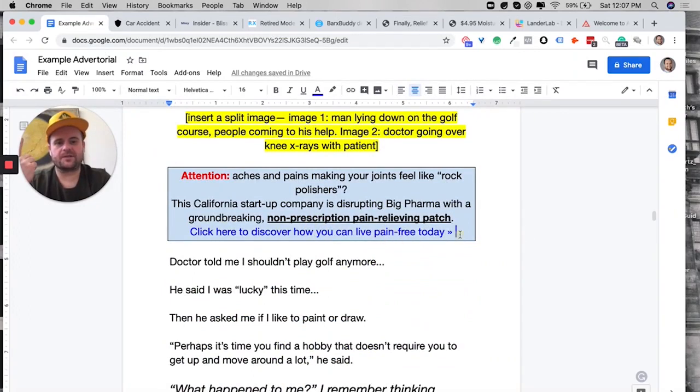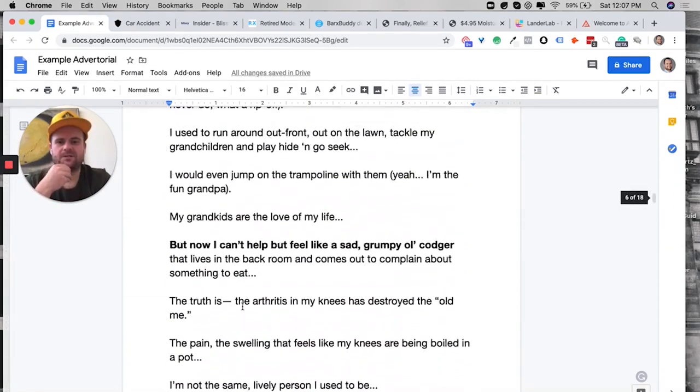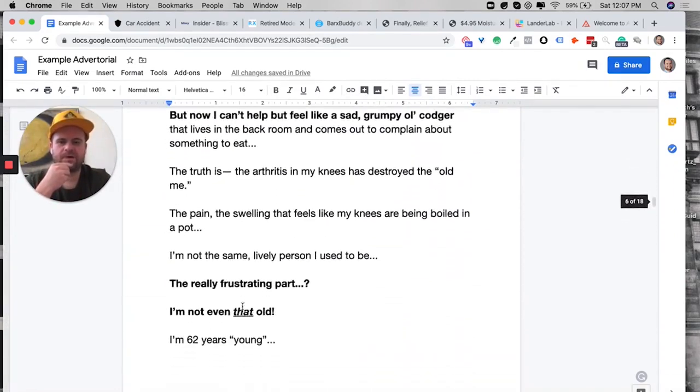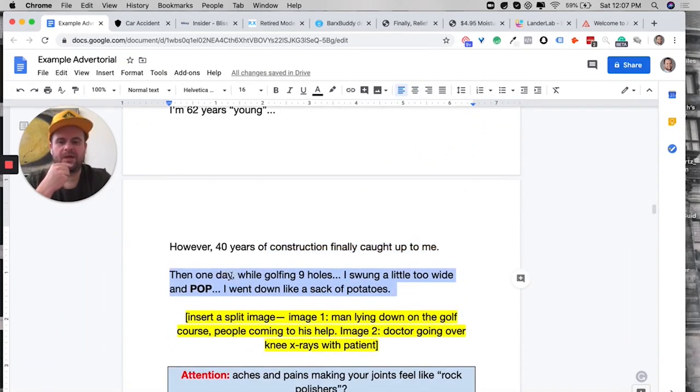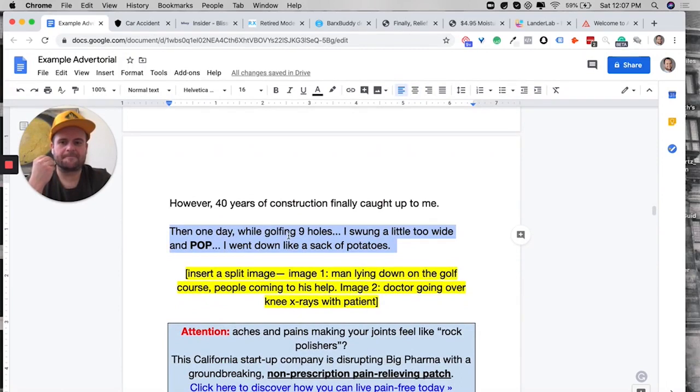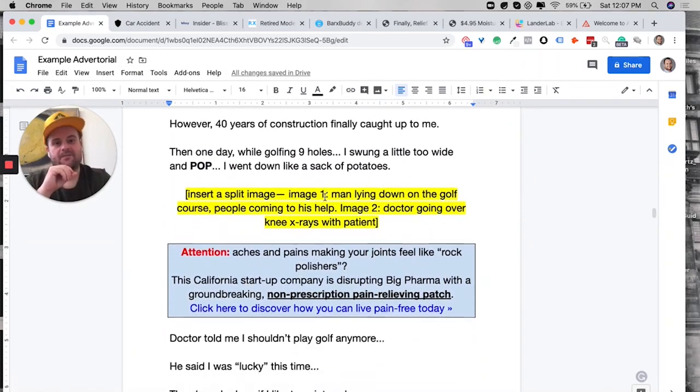It's almost like a little insert ad, because you have to think about scrollers, people that just come on this thing and scroll. So I insert this about a fourth of the way in. So I lead up all this pain, and then one big something major happened that did it, that really is the agitate part, like I mentioned in the past. The one day while golfing 9 holes, I swung a little too wide at pop. I went down like a sack of potatoes, right?